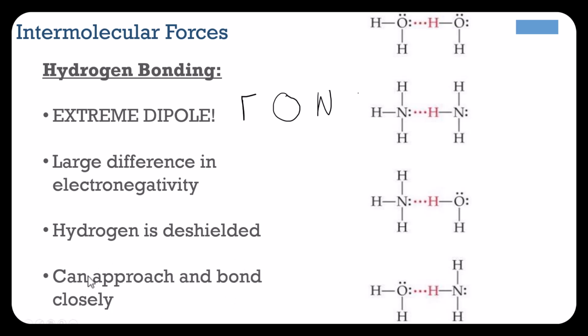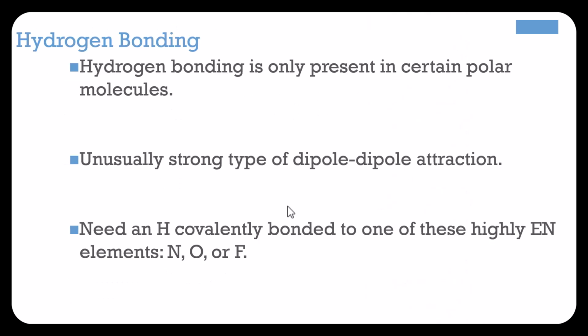Okay. So here's that: can approach then bond closely. That has to do with the small size. So big difference, small atoms, and then that hydrogen can get de-shielded. So here's just a summary of all the things that I said. You can pause the video and spend some time on this slide reading through it. But again, this is just a repeat of what I said.